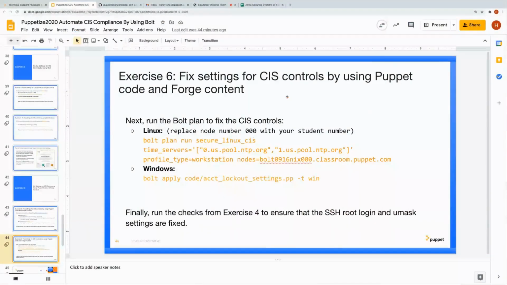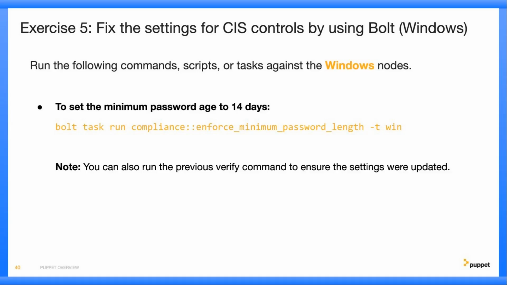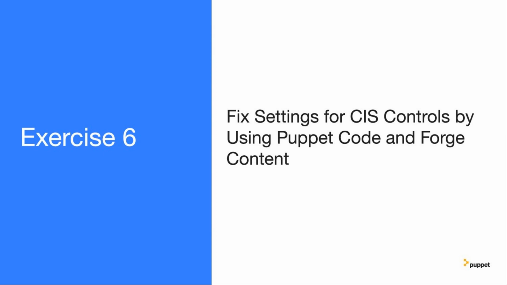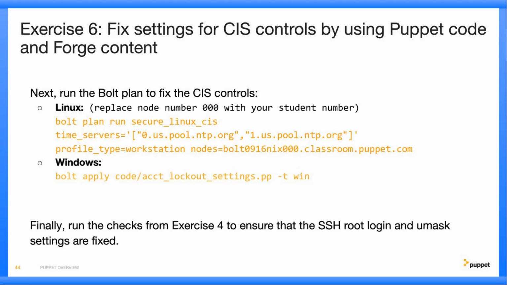Again, coming back to the stop sharing screen. So where are we now? So access 6, secure Windows. So yeah.